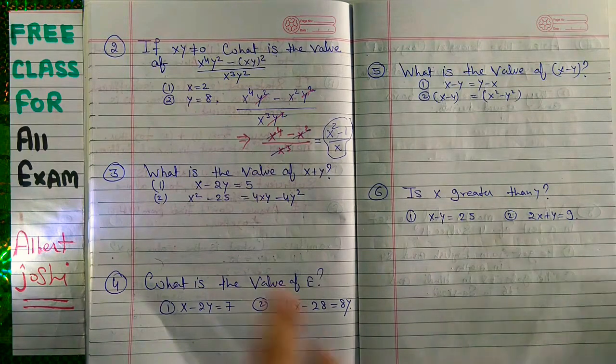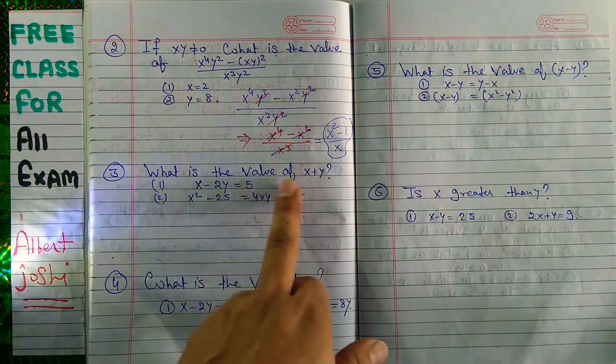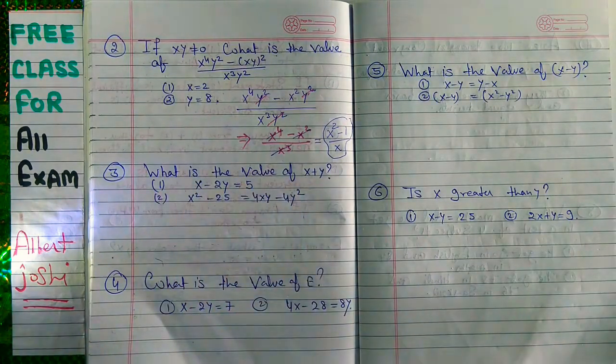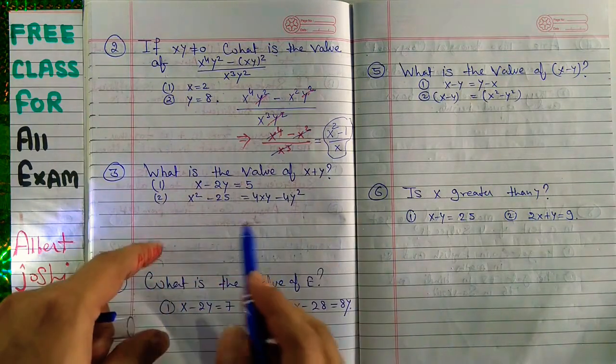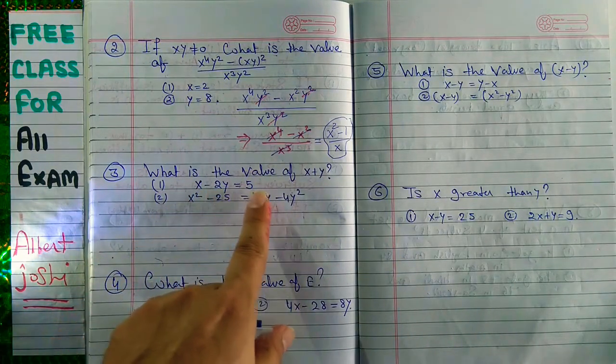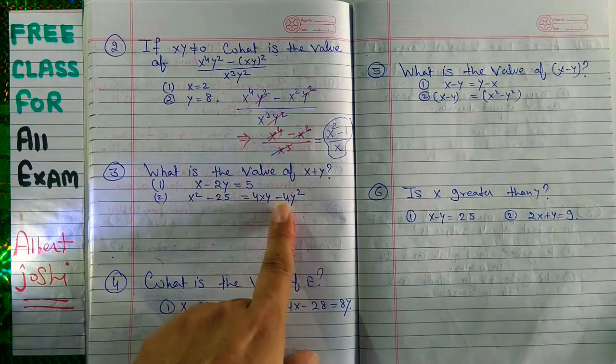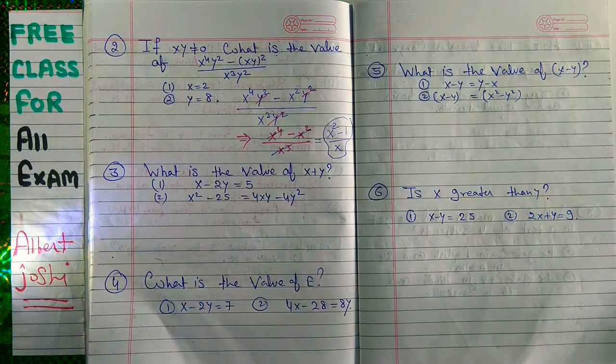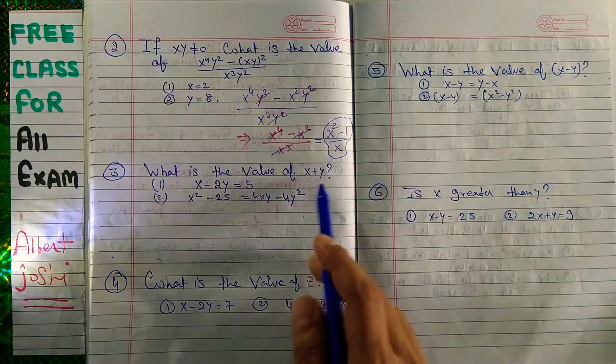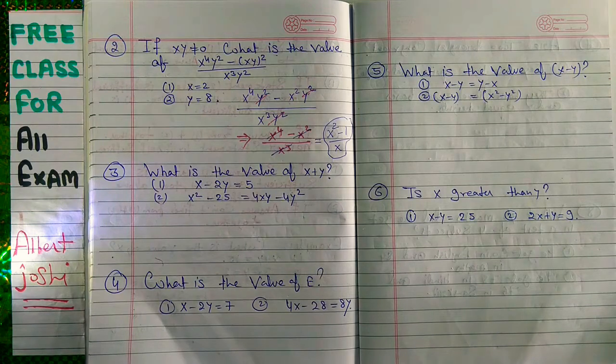Now the next question: what is the value of x plus y? He is asking what is the value of x plus y. He has given us x minus 2y is equal to 5, and x square minus 25 is equal to 4 into y minus 4y square. So can you find the value of x plus y? So how to find it? Now think.